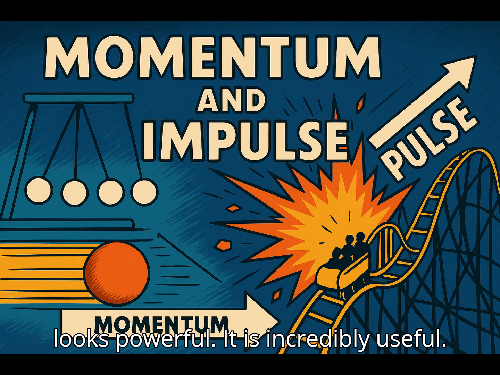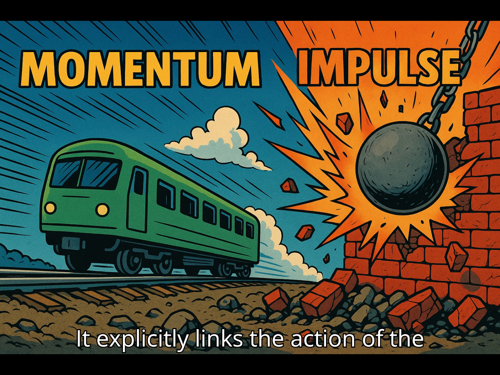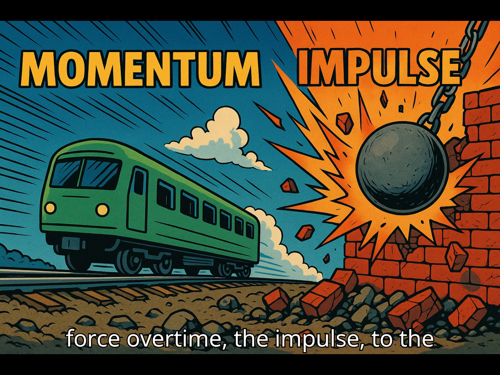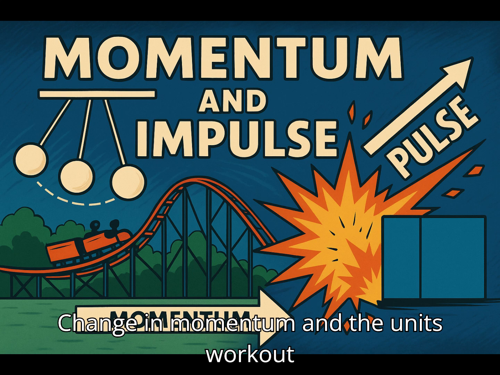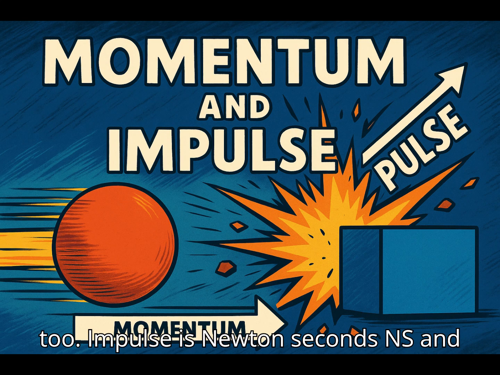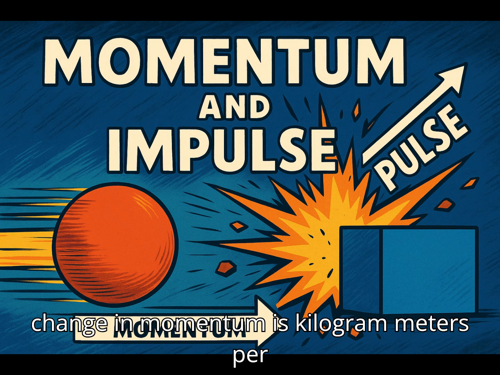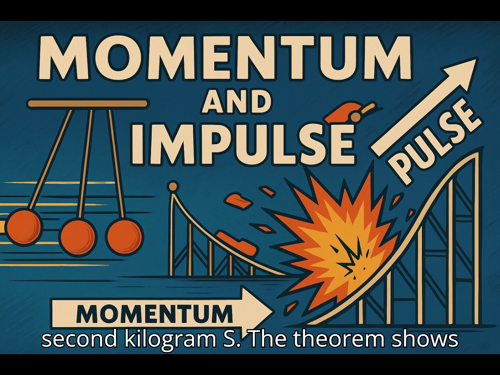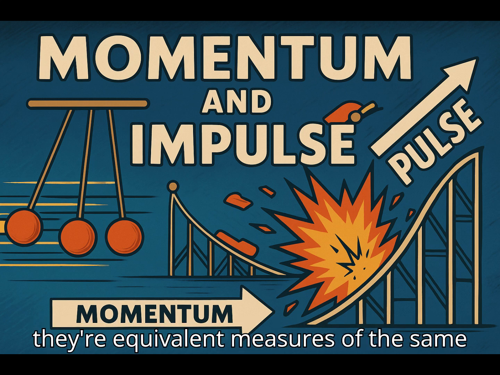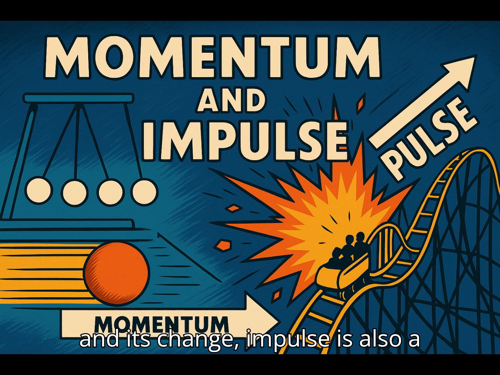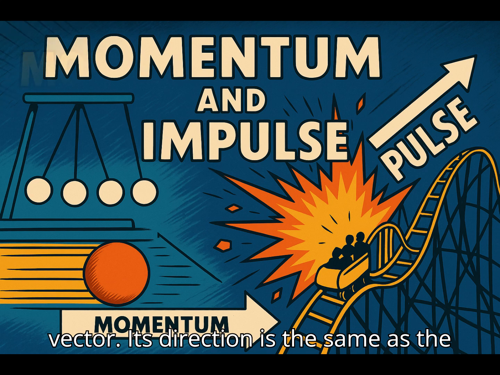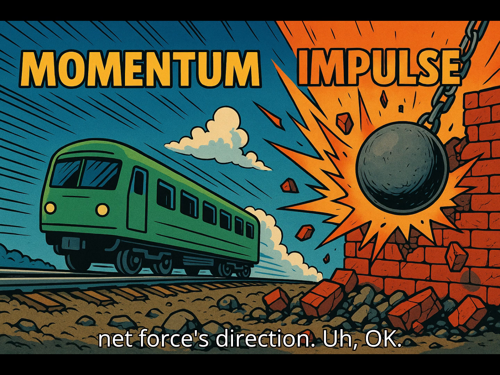It is incredibly useful. It explicitly links the action of the force over time, the impulse, to the resulting change in the object's motion, the change in momentum. And the units work out too. Impulse is Newton seconds, N·s, and change in momentum is kilogram meters per second, kg·m/s. The theorem shows they're equivalent measures of the same thing. Exactly. And just like momentum and its change, impulse is also a vector. Its direction is the same as the net force's direction.